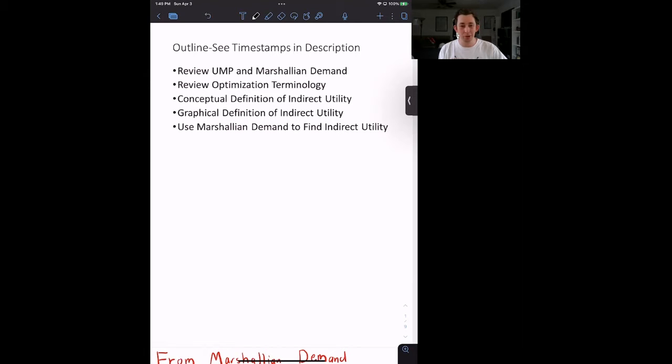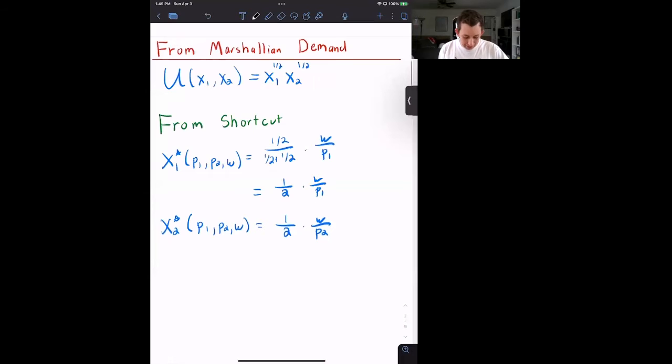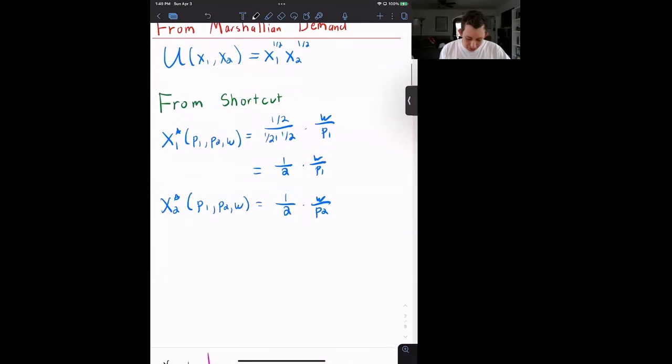With that, a review of the utility maximization problem and Marshallian demand. So if I have this utility function, which we've seen before, the utility of x1 and x2, the two goods, is equal to x1 to the 1/2 times x2 to the 1/2. From before, we know we have a shortcut where we can find the Marshallian demand easily using the exponents on each good, and it's just the ratio of that particular exponent with respect to the sum. So the Marshallian demand for good 1 is 1/2 over 1/2 plus 1/2, which is just 1/2, times total wealth over the price of good 1, and similarly for the Marshallian demand of good 2, or x2 star. So that is our bundle.